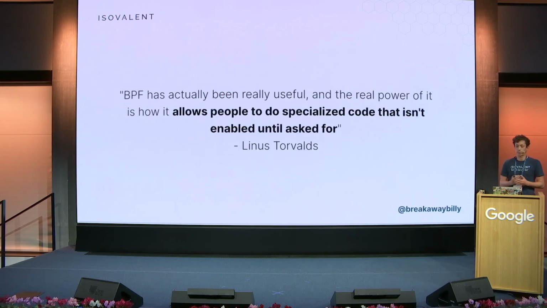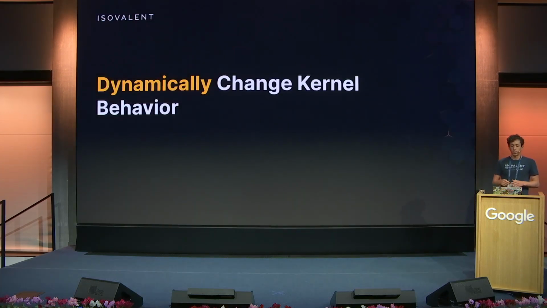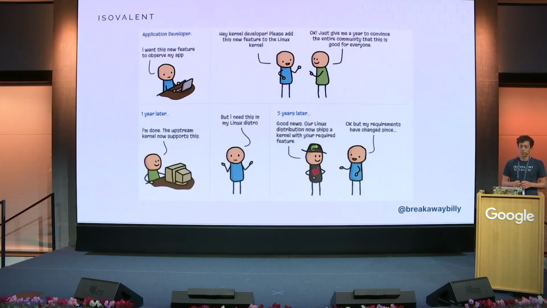And this is a great quote from Linus. So eBPF has actually been really useful, and the real power of it is how it allows people to do specialized code that isn't enabled until it's asked for, right? So adding this programmability into something that's a decades-old technology at this point, and sometimes hard to move forwards and innovate at the same rate that we'd like. So eBPF allows us to dynamically change the kernel behavior.